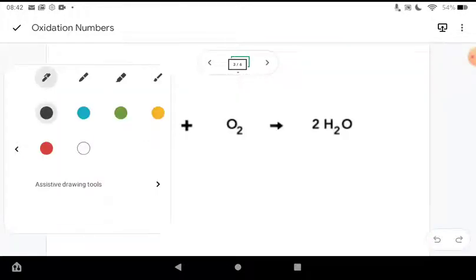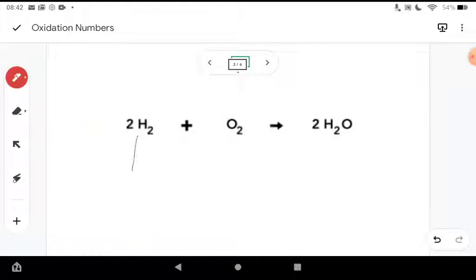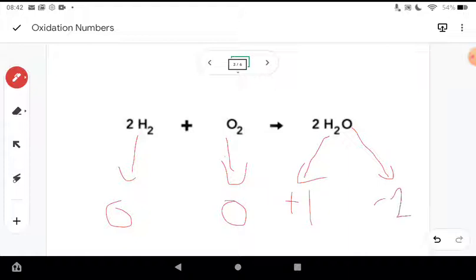So first example here is combustion of hydrogen. Now, because oxygen and hydrogen are on their own, they both have an oxidation number of 0. Once you light the hydrogen and you combust it, the hydrogen is going to become +1 and the oxygen is going to become -2. Because it's H2, that's 2 times +1 gives you +2 and then -2. You don't actually have to worry at all about the balancing.